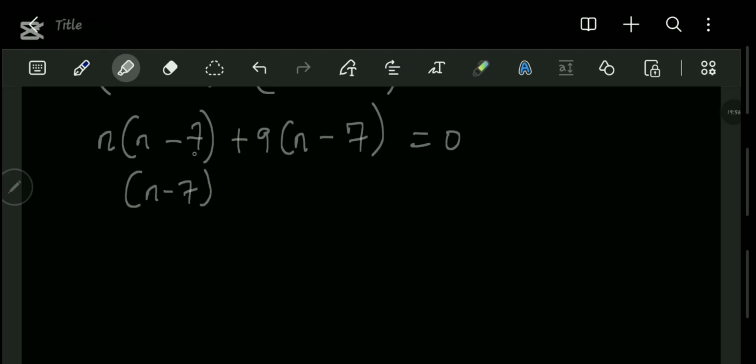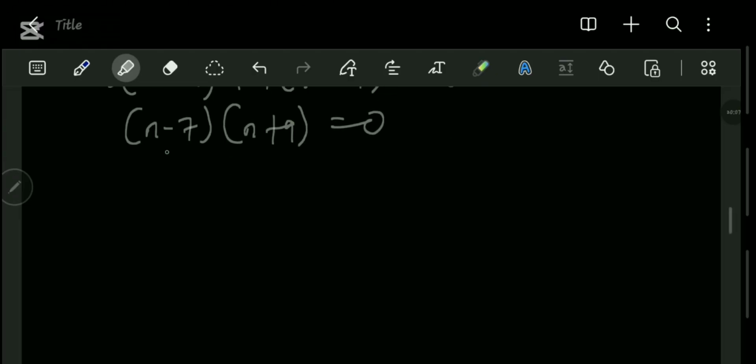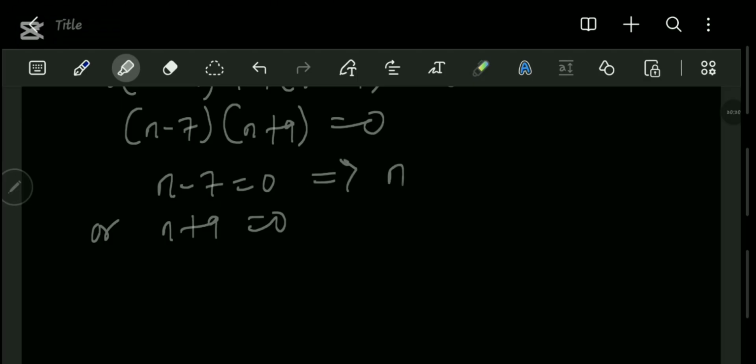When I pick this one out of this one, they are the same, so I pick one of them. So the next one I'm picking is n plus 9, and that's equal to 0. What it actually means is that either n minus 7 is equal to 0 or n plus 9 is equal to 0, right? Because of an equation. So when you finish simplifying, n will be equal to, when minus 7 crosses, becomes plus 7, and n will be equal to, when plus 9 crosses, becomes minus 9.